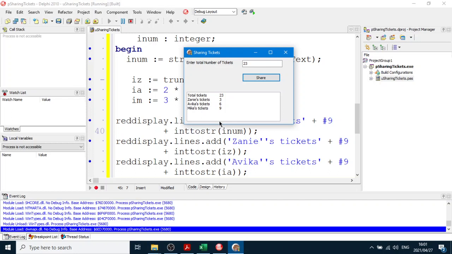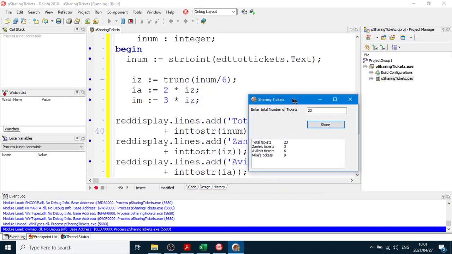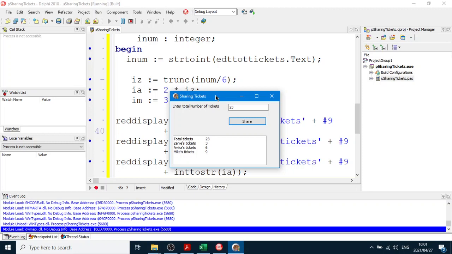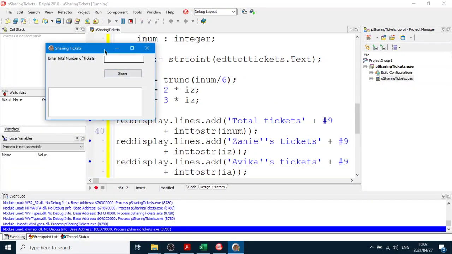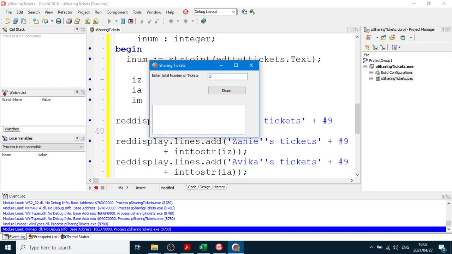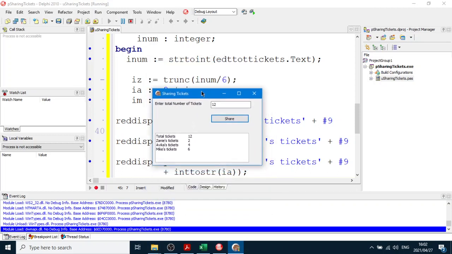Look, 23 divided by 6, that does not work. 3 6s are 18. See, we'll have 5 tickets left over, which we don't want to lose, you know what I mean? But if we had to put in the number 12, okay, let's put in the number 12 like they had, and then we're good. Then it works perfectly fine. So we have to think of another way of solving this.